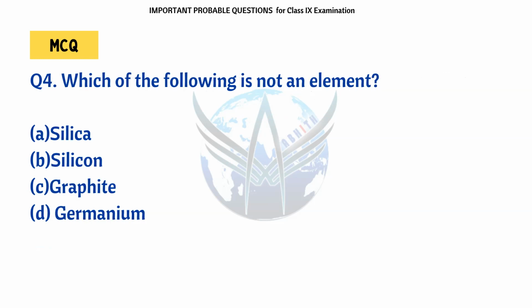Question number 4: which of the following is not an element? We have silica, silicon, graphite and germanium. Correct answer is silica. Silica is not an element. In fact, silica is an oxide of silicon. It is also called silicon dioxide, which is SiO2. Hence silica is not an element.